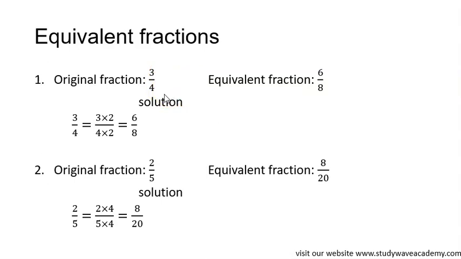Do you understand? So we said 3 over 4 is equivalent to 6 over 8. How did we get this equivalent fraction? We used 2 to multiply the numerator and also used 2 to multiply the denominator. So 3 times 2 is going to give us 6 and 4 times 2 is going to give us 8. So this is the same as these, but they have different numbers. They look different, right?